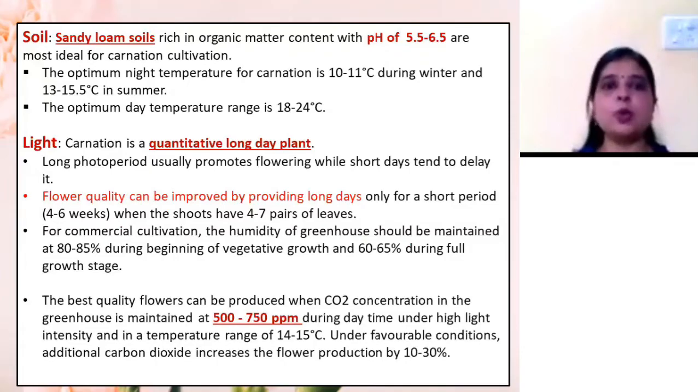Carnation is a quantitative long day plant. That is, long photoperiod usually promotes flowering, while short day tends to delay it. So flower quality can be improved by providing long days, and the best quality flower can be produced in a greenhouse or polyhouse when the CO2 concentration is maintained at 500 to 750 ppm.